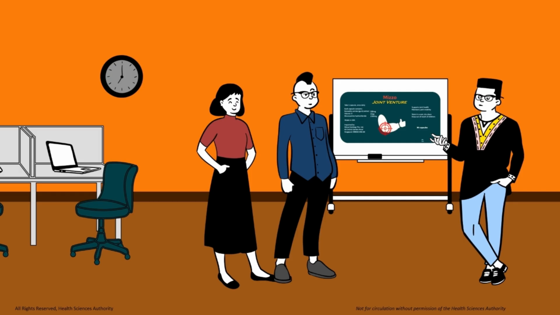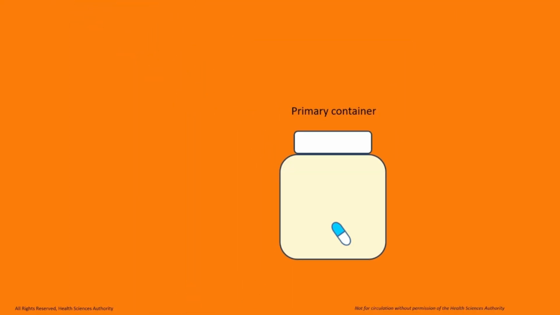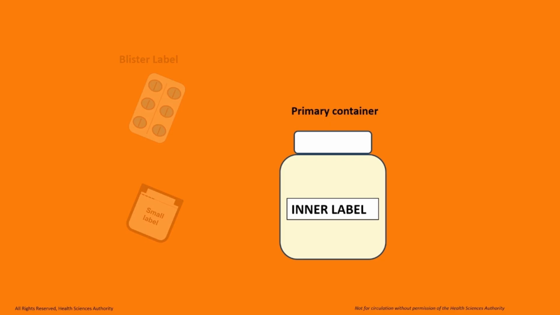Let us first define what each label refers to. The finished product dosage form of Miso joint venture is a capsule. The container which directly contains the finished product is known as the primary container. The label which is attached to the primary container is known as the inner label. If the product is packaged into a blister, then the label on the blister is known as a blister label.